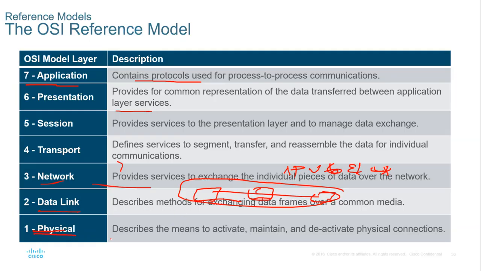Then lastly, we have the physical layer that describes the means to activate, maintain, and deactivate physical connection, dealing with the technology, how the different technologies operate, or how they work. So at the physical layer, we expect the tangible components like cables, connectors, different types of connectors, different types of cables, the interfaces, all those.